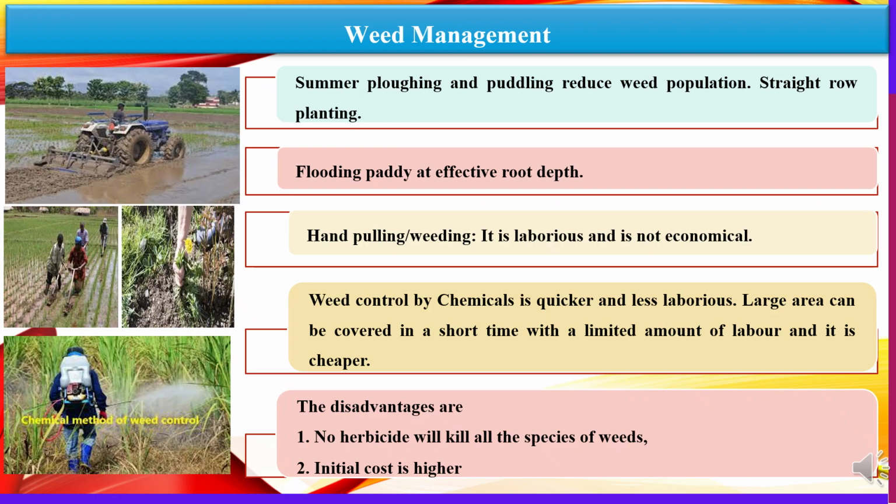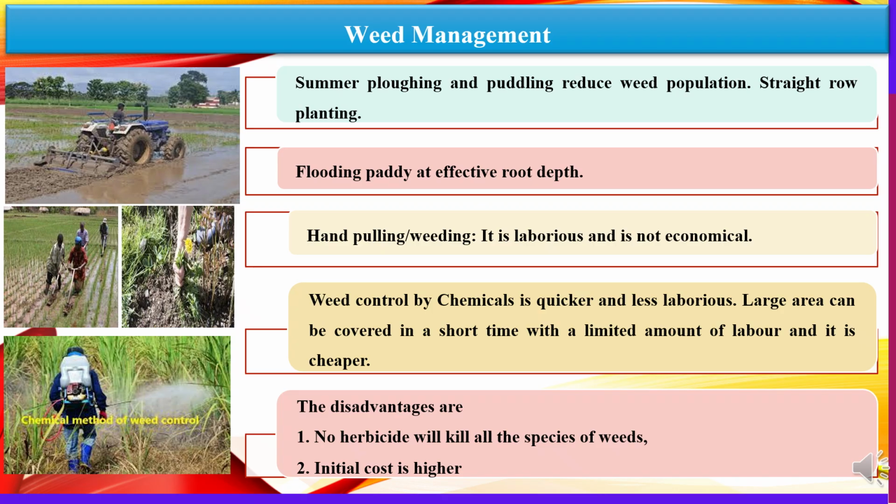Effective weed control is essential in paddy cultivation to ensure healthy crop growth and higher yields. A combination of cultural, mechanical, and chemical methods is often used. Summer plowing and puddling. Deep plowing during summer exposes weed seeds and rhizomes to intense sunlight, reducing their viability. Puddling, wet tillage, before transplanting creates anaerobic conditions that suppress weed germination and growth.